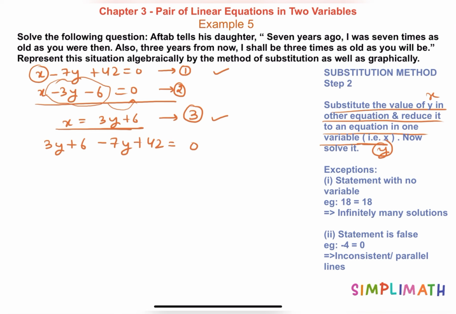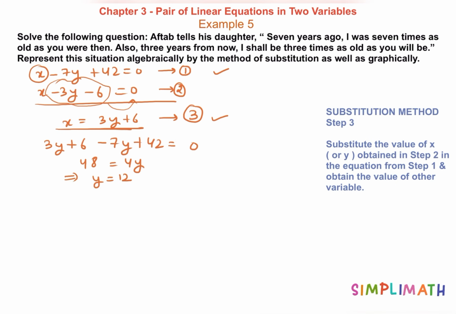So what do we get? We get 48 equals to 4y. So we get y equals to 12. Now step 3 says substitute the value of y, which we have found, obtained in step 2, in the equation from step 1, that is in this equation, and obtain the value of the other variable, that is, obtain the value of x, right?